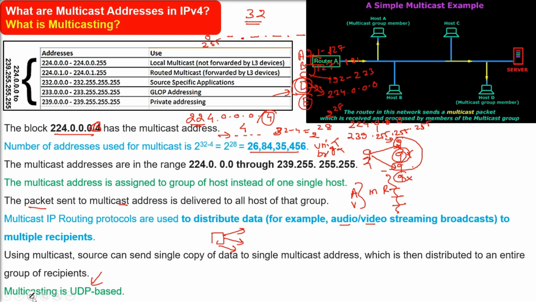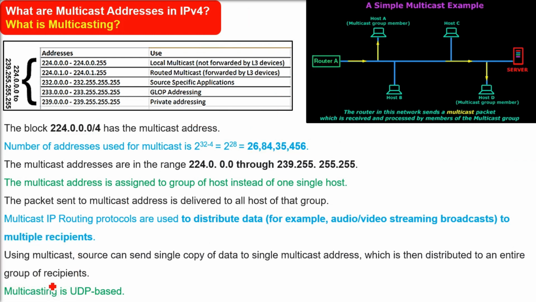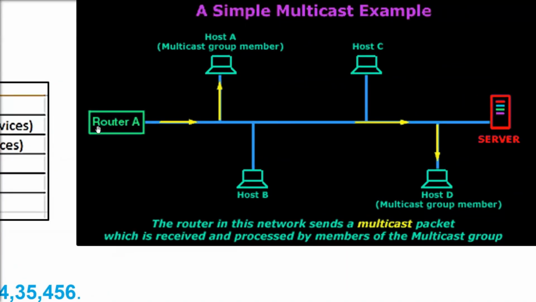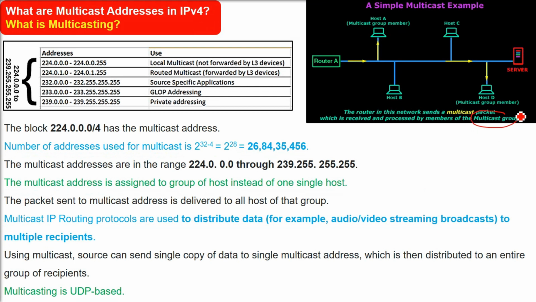All right. So let me show you diagrammatically what is actually happening. This is a very simple multicast example. Router A in this network sends a multicast packet which is received and processed by members of the multicast group. Here you see the yellow one. It is only going to host A and host D. So host A and host D are the only multicast group members. It is not going to host B or host C. This is the multicast group, and that comes only with the multicast address, which has to start from 224. So this is multicast addressing.